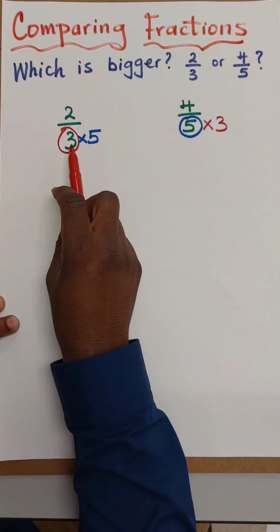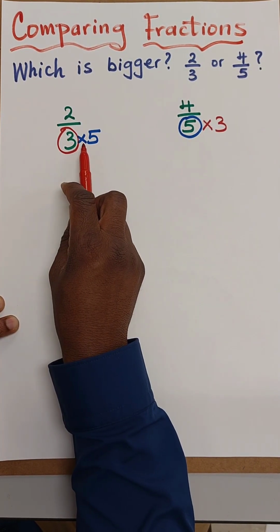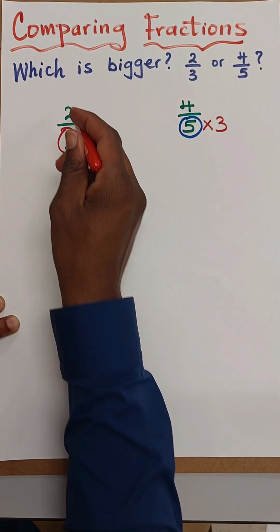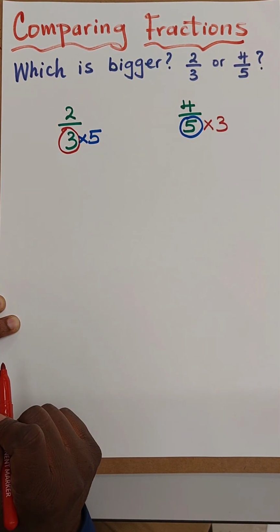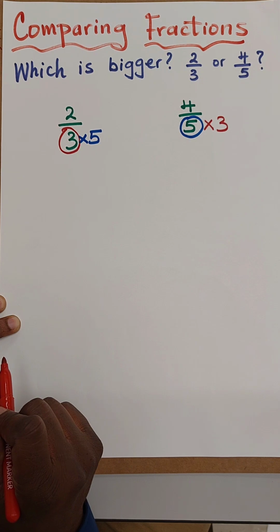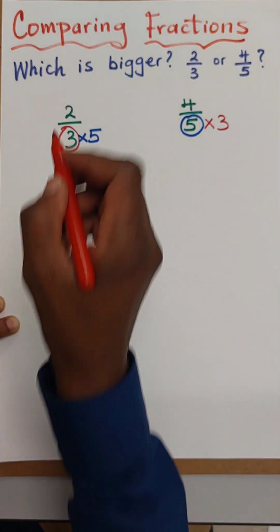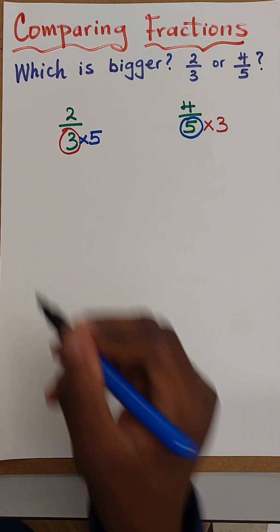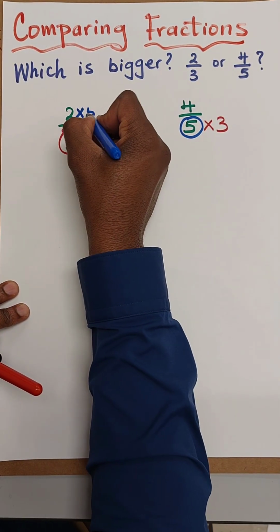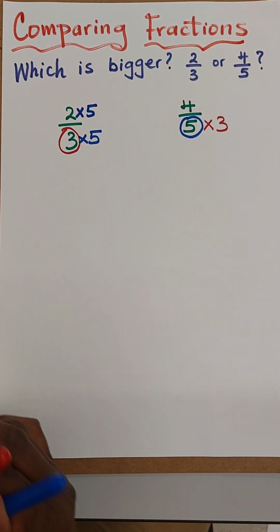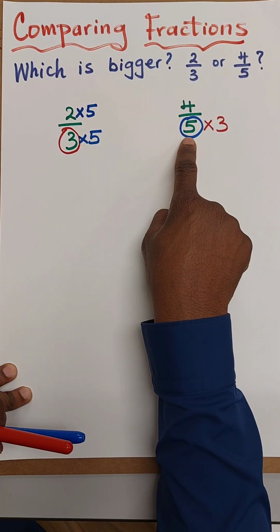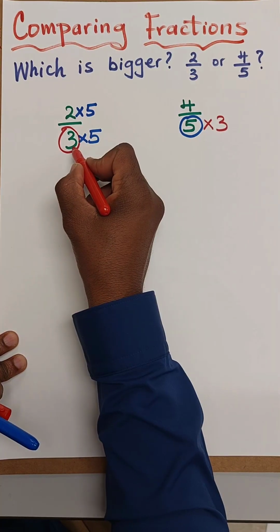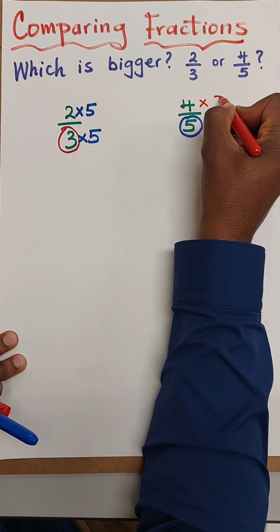But this denominator was not 15 originally; I multiplied to bump it up to 15. I must also bump up the numerator so that it stays equivalent or proportional. So I will also multiply that numerator by 5. Notice that that 5 in blue is coming from here, this blue circle. And notice that this 3 in red is coming from here. I multiply this by 3.